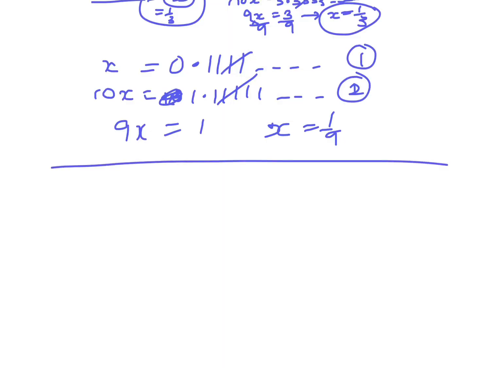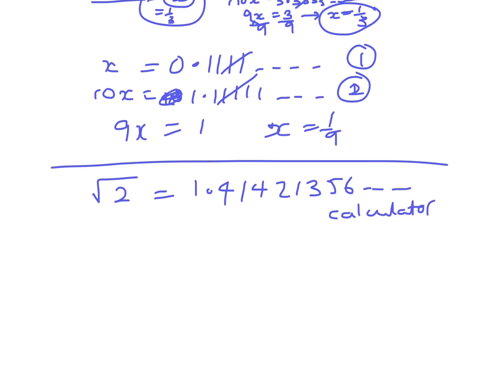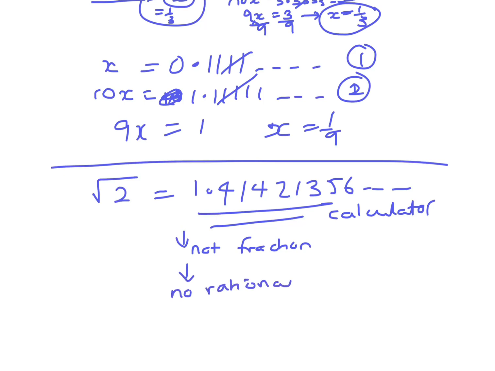So further on, if you have square roots, like root 2, okay, you put that into your calculator, then root 2 would be 1.41421356 and keeps going. Use your calculator to do that. And you notice it goes on forever and ever after the decimal point. Okay, it cannot be written as a fraction.